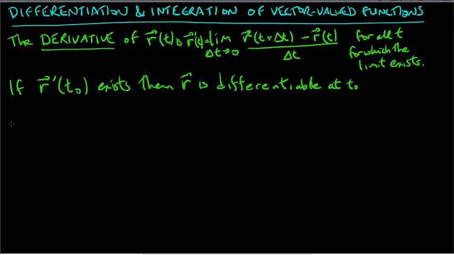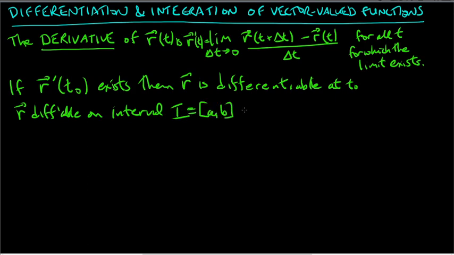And of course, r is differentiable on an interval I if it is differentiable for all t on the interval I. It could be an open interval or a closed interval. Typically, we'll use the closed interval, say from a to b.